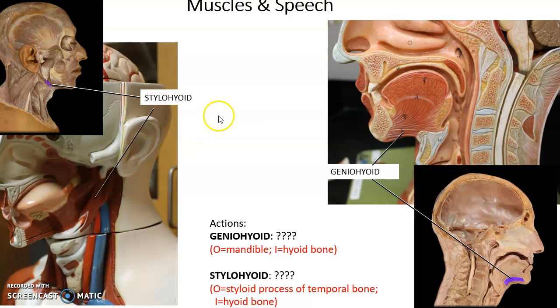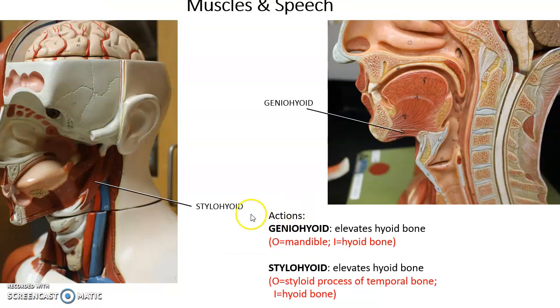All right, then we have muscles going to the hyoid bone. So we have stylohyoid going from the styloid process of the temporal bone down to the hyoid bone. We have geniohyoid going from the mandible to the hyoid bone. Stylohyoid, when it contracts, elevates the hyoid bone. And geniohyoid, when it contracts, helps to elevate the hyoid bone. This is important for doing different things when we're speaking. So I don't expect you to say, oh, this makes the bloop-a-doop sound. No, this raises the hyoid bone, which raises the larynx.